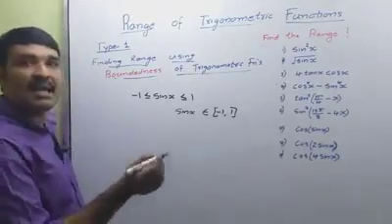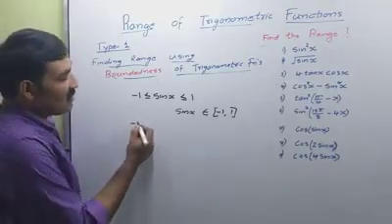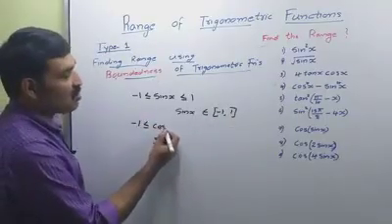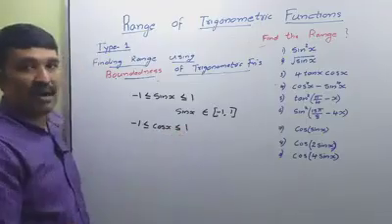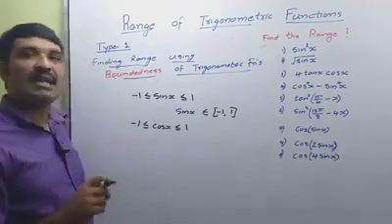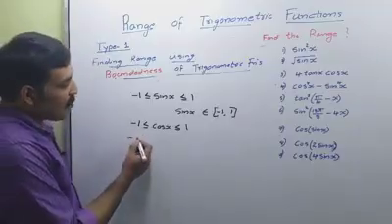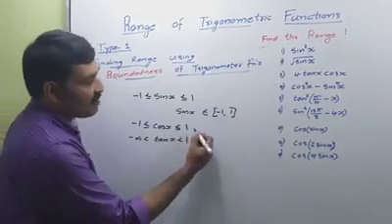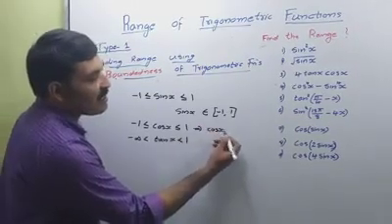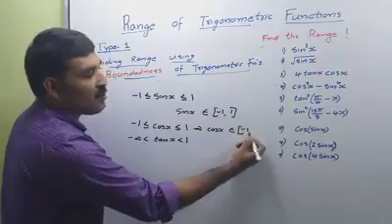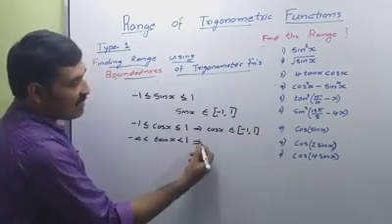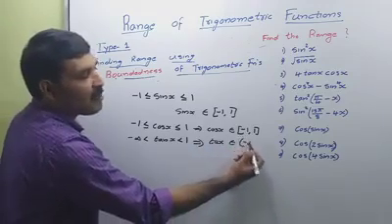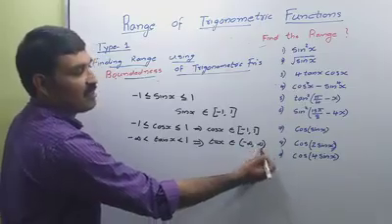Similarly, the cosine function is also bounded in this interval. That is, minus 1 is less than or equal to cos x, which is less than or equal to 1. In the case of the tangent function, that is an unbounded function. That means minus infinity is less than tan x, which is less than plus infinity. This implies cos x belongs to the closed interval minus 1, 1, and tan x belongs to the open interval minus infinity to plus infinity.